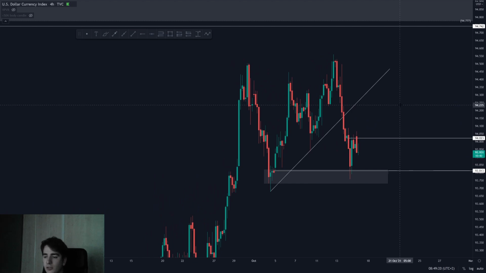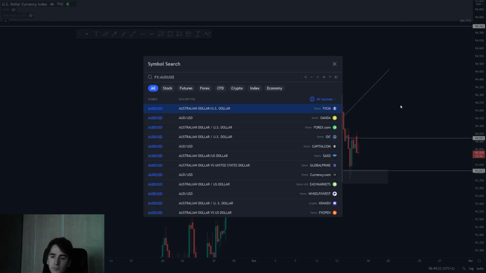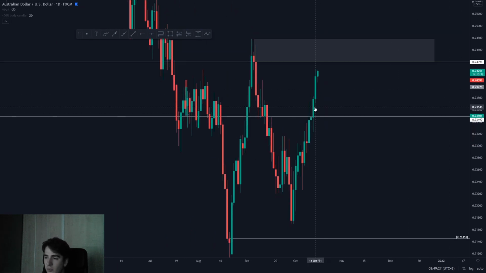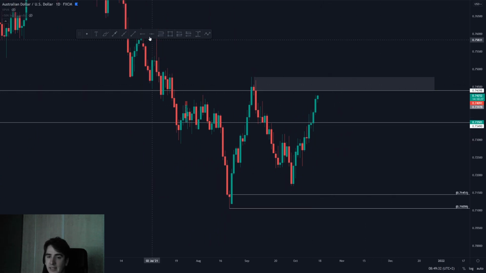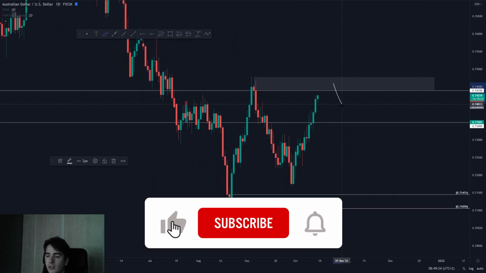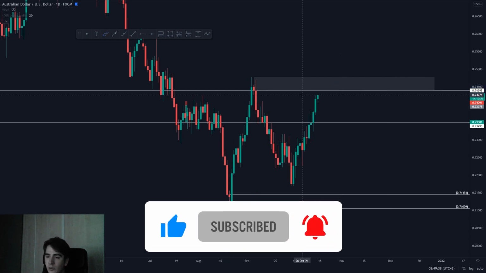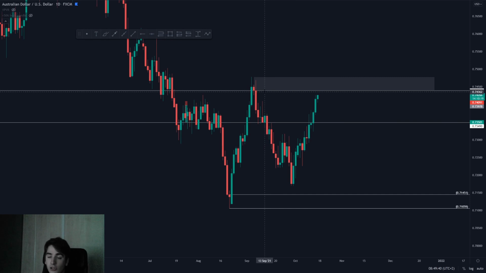So let's head over to our next pair, which is Aussie dollar. Aussie dollar is nearly at our zone of 0.74398 and above. From there, I'm just going to be seeing if we see any deceleration within the market so that we can take any potential shorts. In the meantime, no trades at all, just waiting for this pair to get to better value. That is it simply said on Aussie dollar.